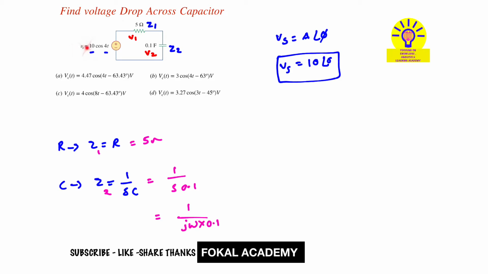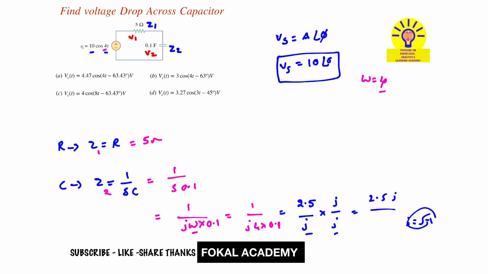In the source voltage Vs, the angular frequency is given as 4, that is omega equals 4. Now substitute: 1 by j into omega is 4, 4 into 0.1, that's equal to 2.5 by j. Take j means root of minus 1, so j into j is j square. So 2.5 into j divided by j square, which is minus 1, that's equal to minus 2.5j. This is the impedance of the capacitor, that is Z2.